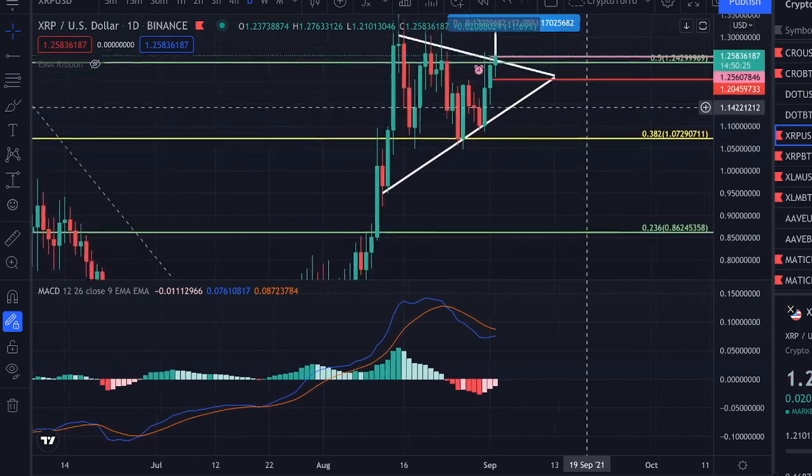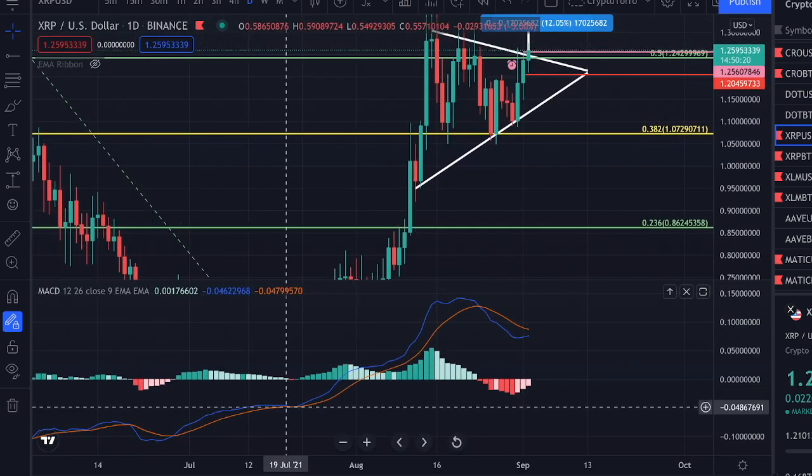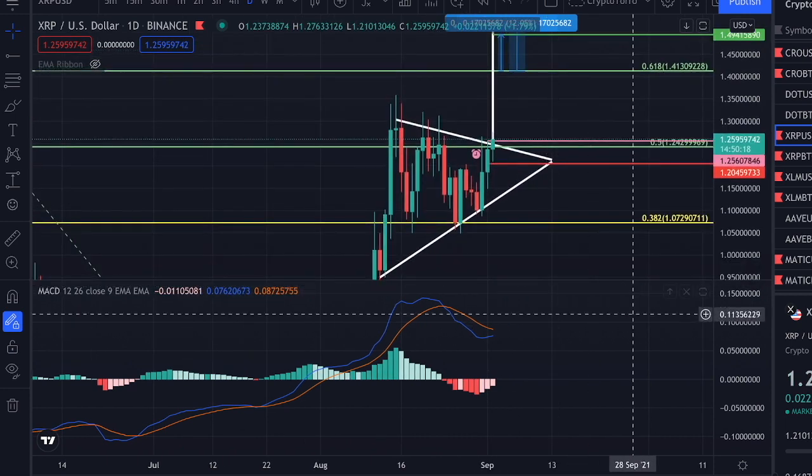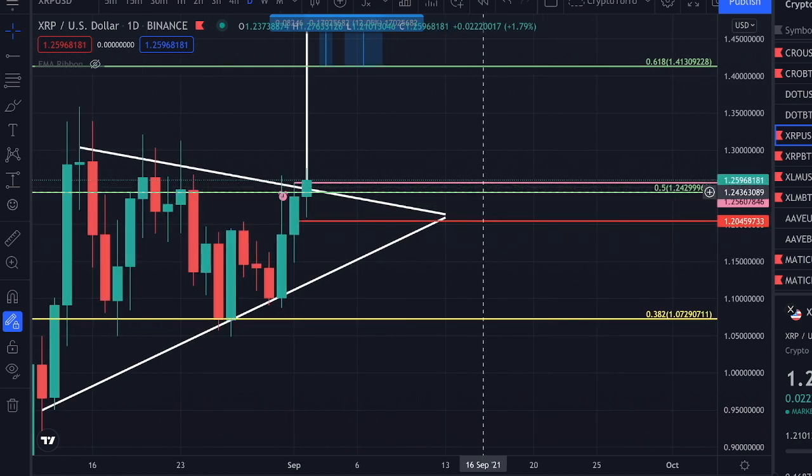We could see a major increase as we did see before. Once we saw a crossover of the MACD on the daily time frame, we could see a major increase in XRP's price action. So I think this breakout has a lot of potential, and this is why I will be placing my trade like this.